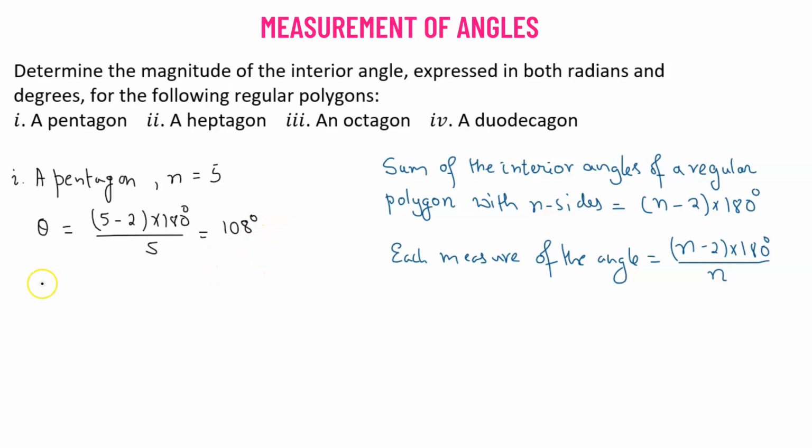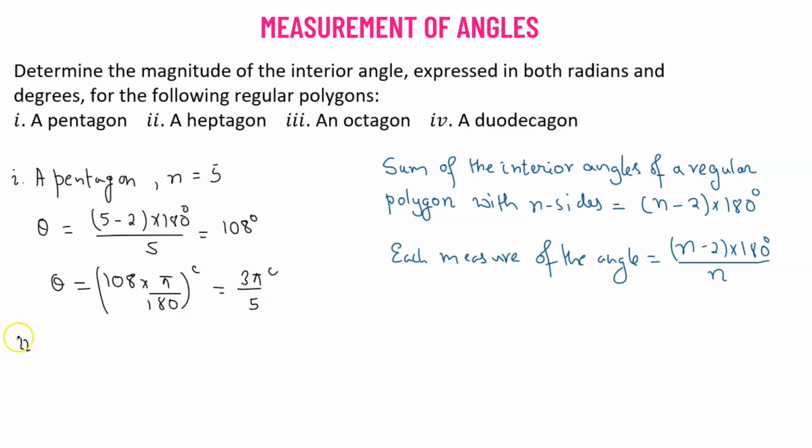So now that we have our angle in degrees, we can convert it to radians. All we have to do is multiply the value of 108 with pi over 180. And this is going to convert the theta value to its corresponding radian value. So this comes out to be 3 pi over 5 radians. So the interior angle of a pentagon in degrees is going to be 108 degrees, and in radians it's going to be 3 pi over 5 radians.